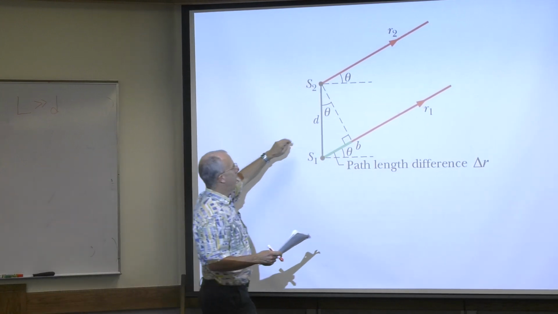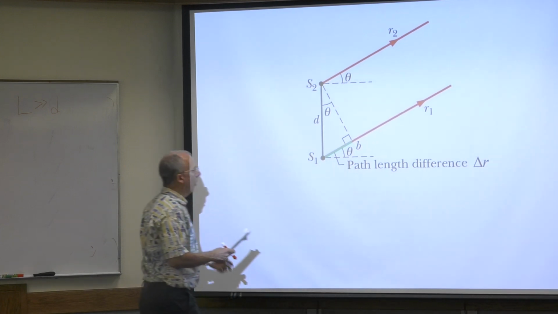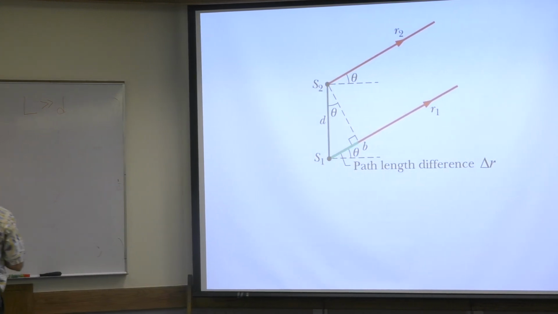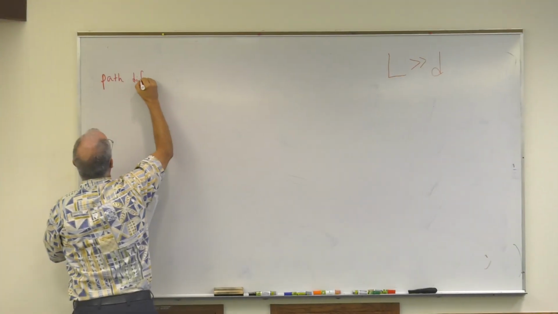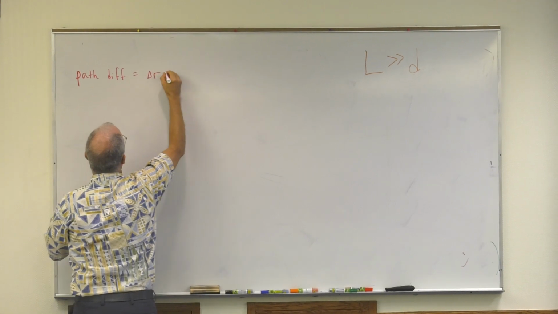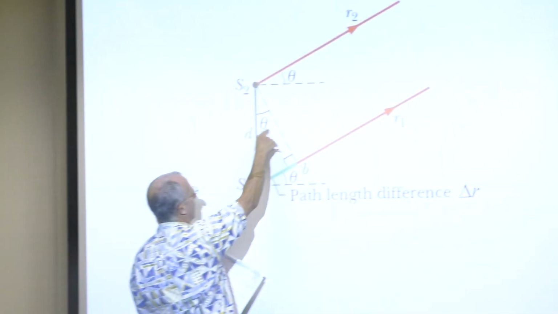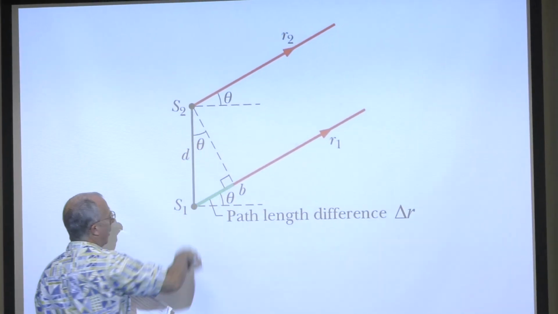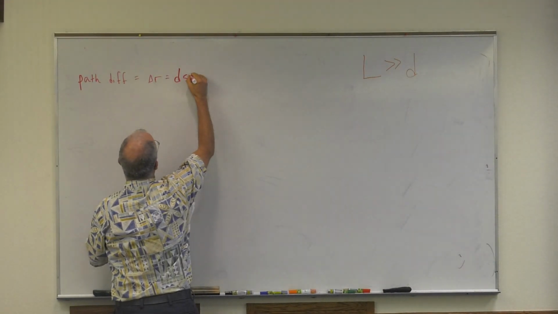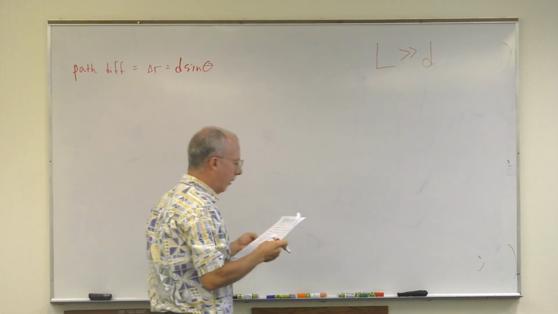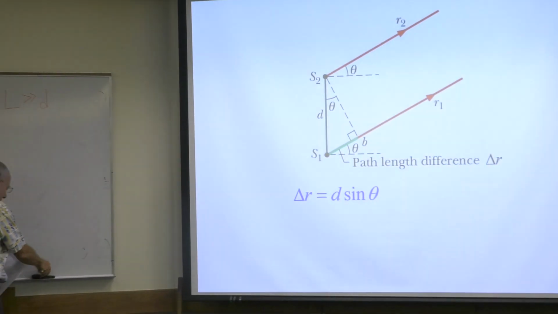Now look, we know what d is, and we know what theta is. So what's that path difference? All right, the path difference, we're going to call delta r, and just look at it. It's opposite to the angle, and that's the hypotenuse. So delta r is d sine theta. Okay, great. All right, so delta r is d sine theta.